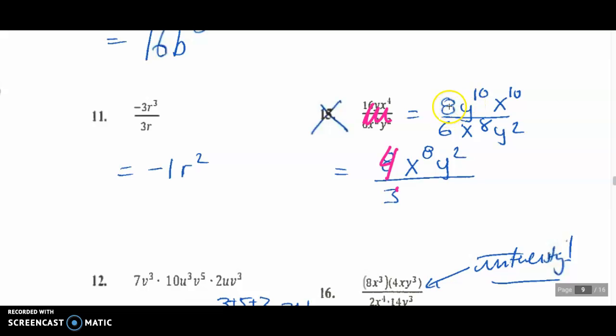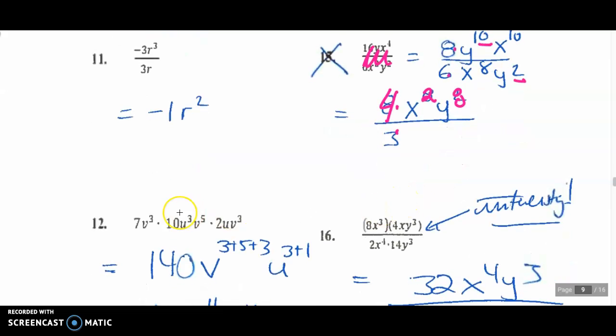So if we had this question, 8y to the 10 x to the 10 over 6x to the 8 y squared, you just go through everything. You go through the numbers first. 8 divided by 6 would be 4/3 in lowest terms. I have y to the 10, y squared, subtract them. This is wrong. This is y to the 8. And then I got these backwards. And x to the 10, x to the 8, subtract these. That's that. Okay, x squared, y to the 8.